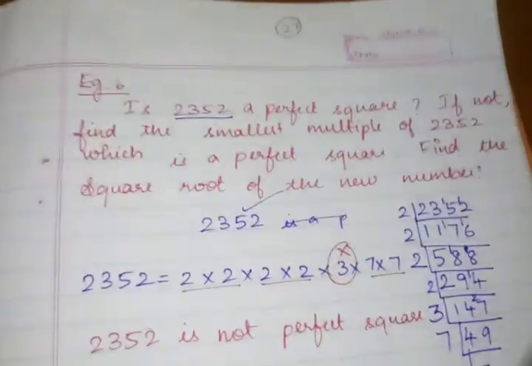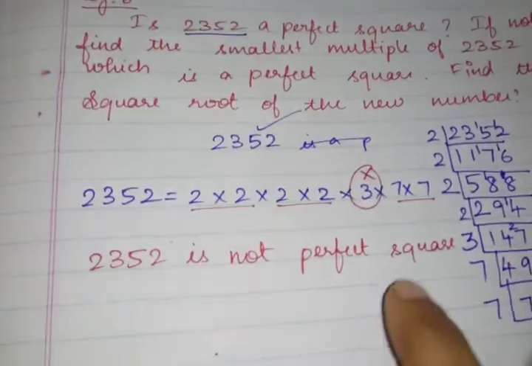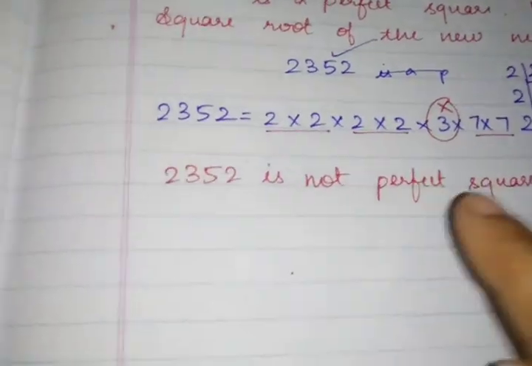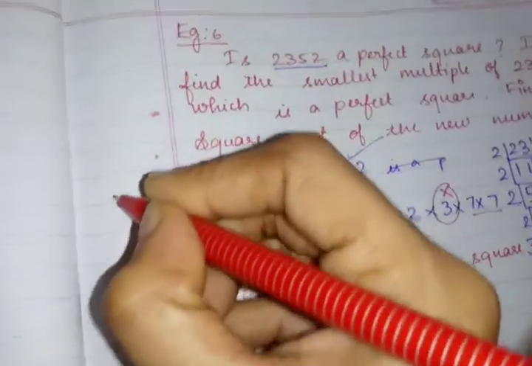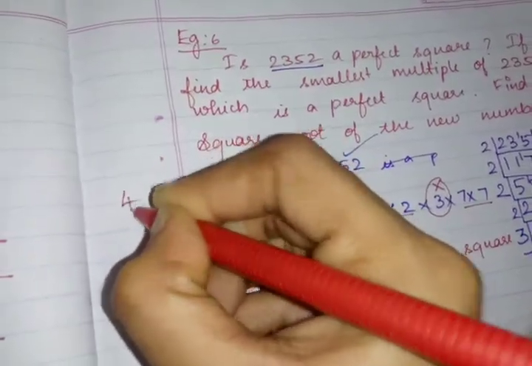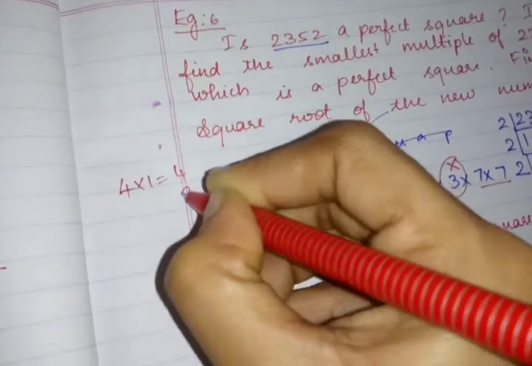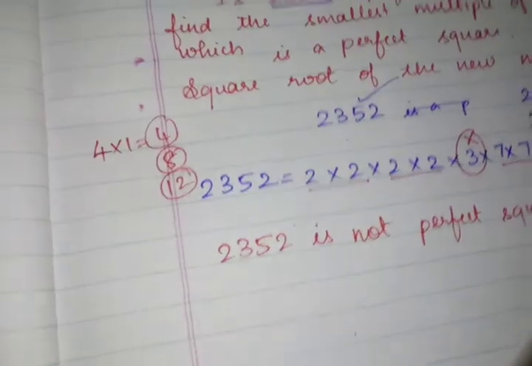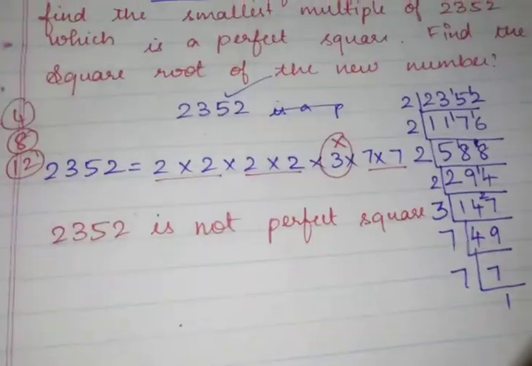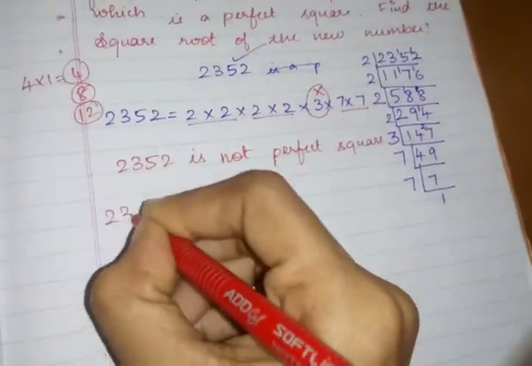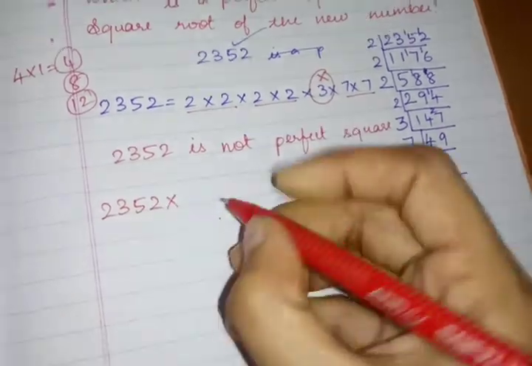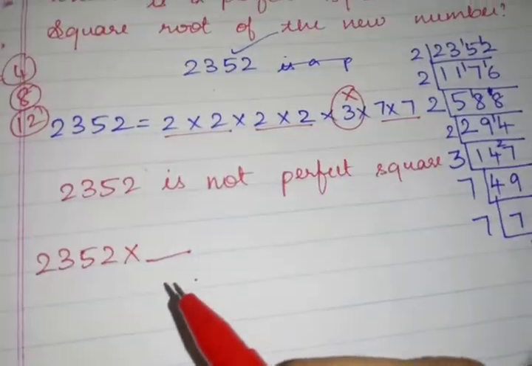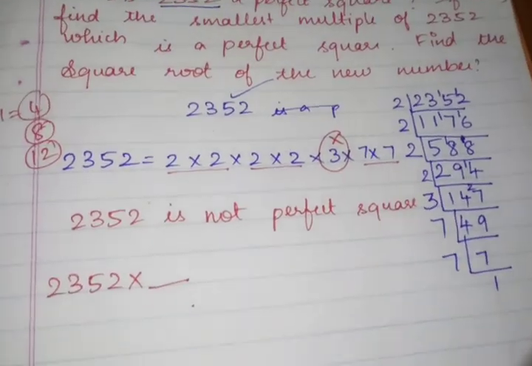2352, which is a perfect square. So, we are going to find the smallest multiple of this. Multiple of this means what? What is the multiple of 4, children? Multiple of 4: 4 1s are 4, 4 2s are 8, 4 3s are 12. So 4, 8, 12 are the multiples of 4. Likewise, we should find the multiple of 2352, which is a perfect square.